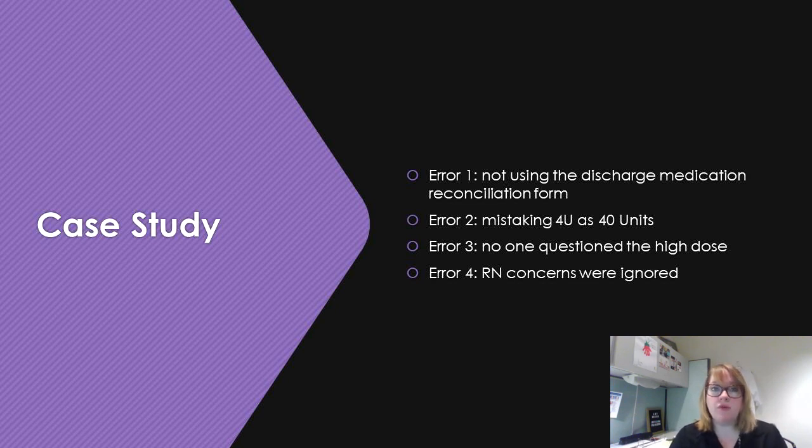And then no one questioned this high dose. It went and it got approved and got put on the patient's chart as an order to give, and nobody questioned it except that nurse. And when the nurse questioned it, her concerns were ignored. So those were the active failures, but there are latent conditions that could have led to those failures that need to be investigated and corrected.